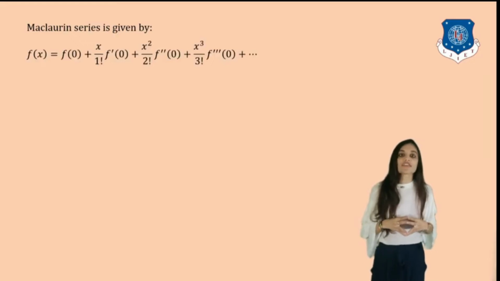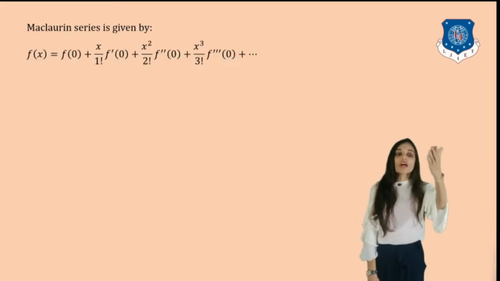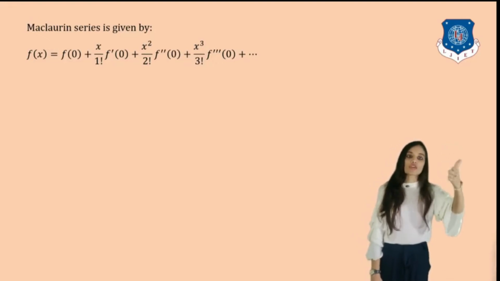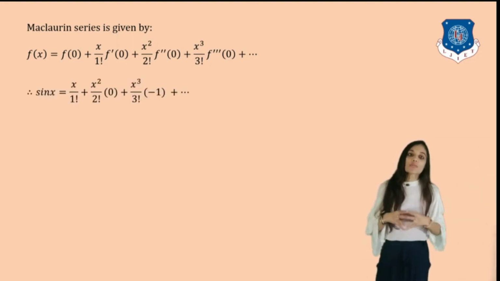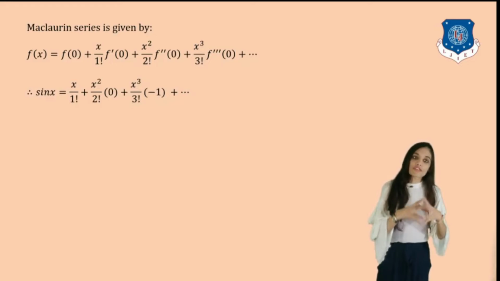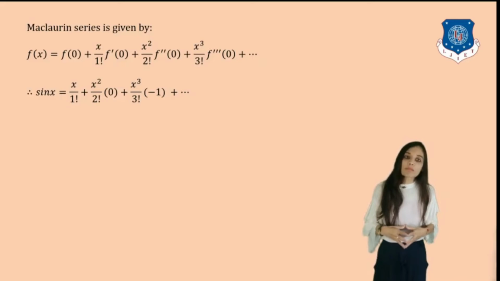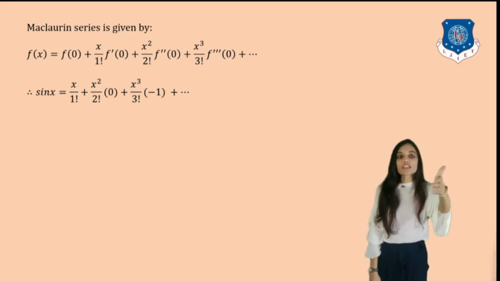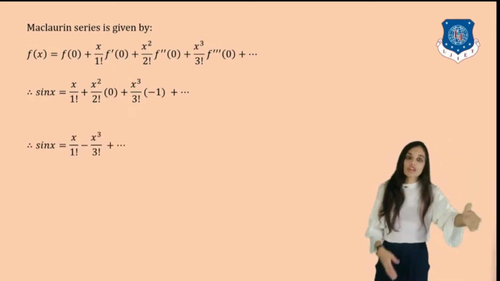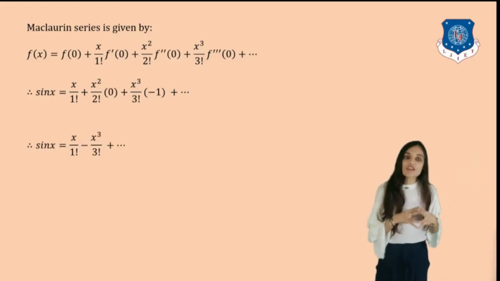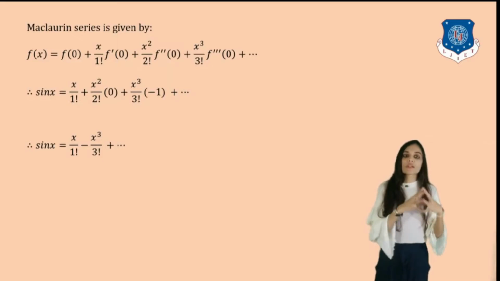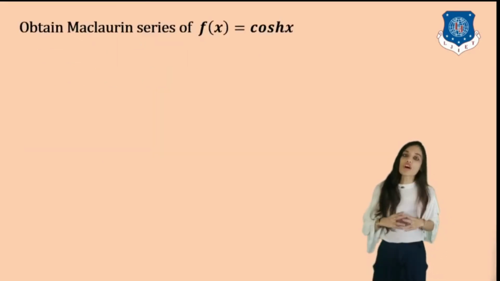Now let us find the Maclaurin series. Maclaurin series is given by f of x is equal to f of 0 plus x upon 1 factorial f dash of 0 plus x square upon 2 factorial f double dash of 0 plus and so on. Finally, putting the values of f of 0, f dash of 0 and so on, we will get sin x is equal to x upon 1 factorial plus x square upon 2 factorial into 0 plus x cube upon 3 factorial into minus 1 plus and so on. So our final Maclaurin series of sin x will be x upon 1 factorial minus x cube upon 3 factorial plus and so on. We will have odd powers of x.